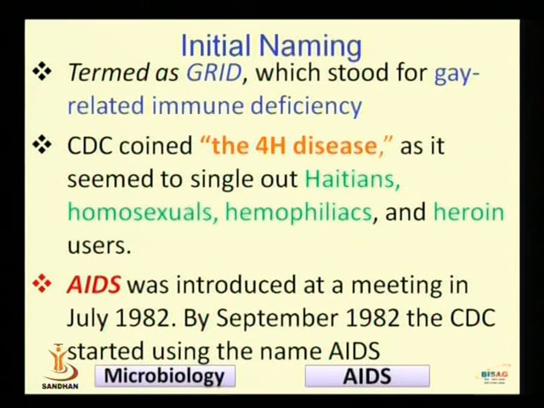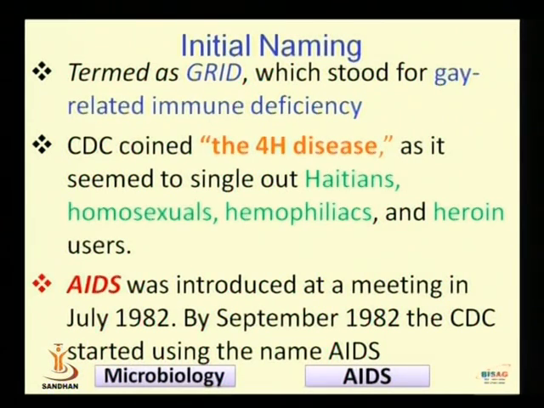Which stood for the acronym GRID, gay related immune deficiency, because this particular group of individuals had been reporting such kind of immune deficiency. So it was named gay related immune deficiency.